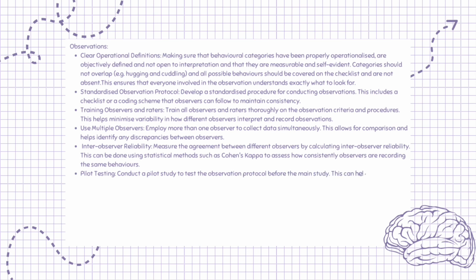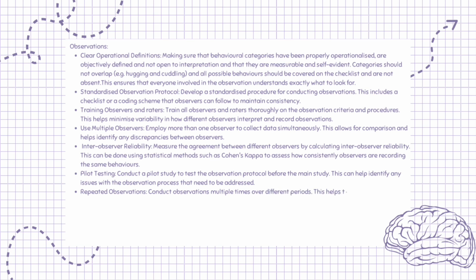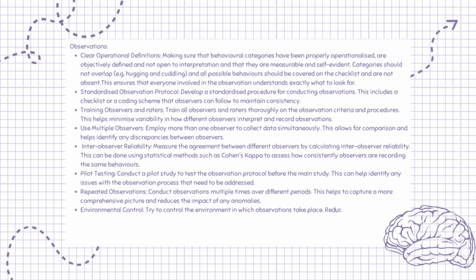This can help identify any issues with the observation process that need to be addressed. Repeated observations. Conduct observations multiple times over different periods. This helps to capture a more comprehensive picture and reduces the impact of any anomalies. Environmental control. Try to control the environment in which observations take place. Reducing external factors that could influence behavior helps in obtaining more reliable data.